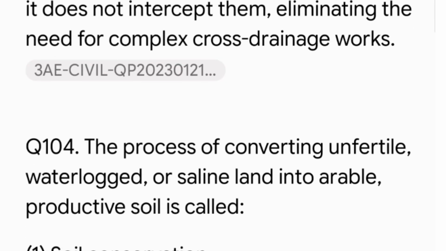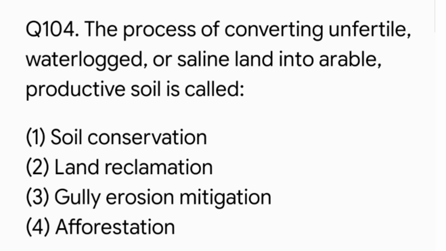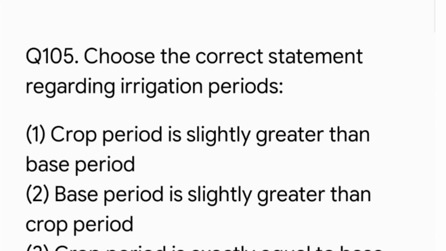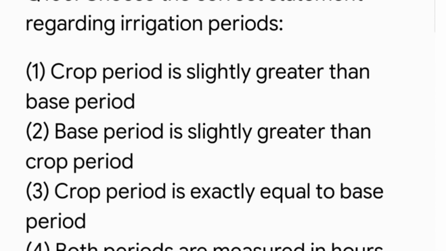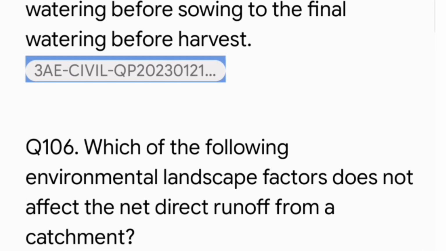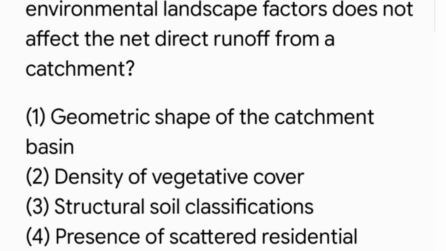Next question. The process of converting unfertile waterlogged or saline land into arable productive soil is called. Correct answer land reclamation. Next question. Choose the correct statement regarding the irrigation period. Correct answer option 1. Crop period is slightly greater than the base period. Next question. Which of the environmental landscape factors does not affect the net direct runoff from a catchment? Correct answer option 4. Presence of scattered residential buildings.